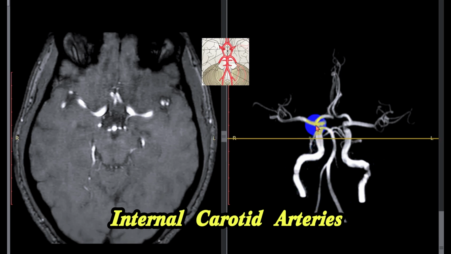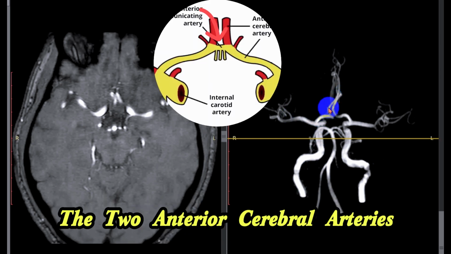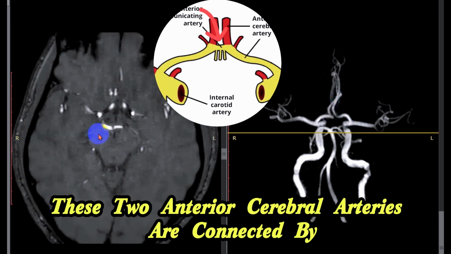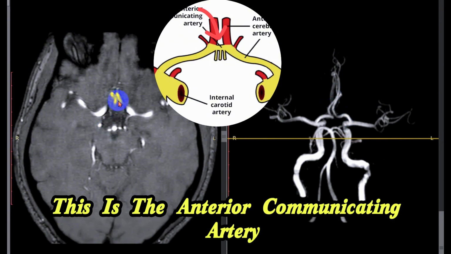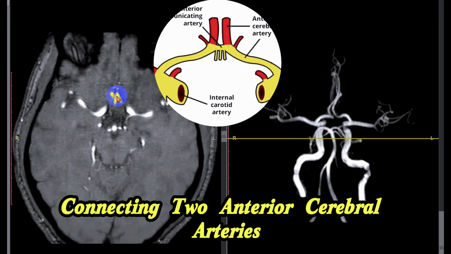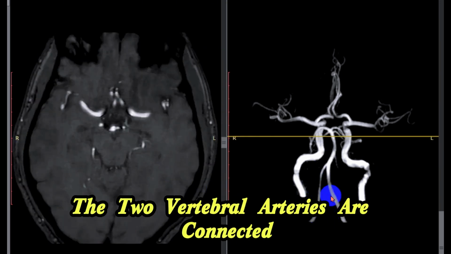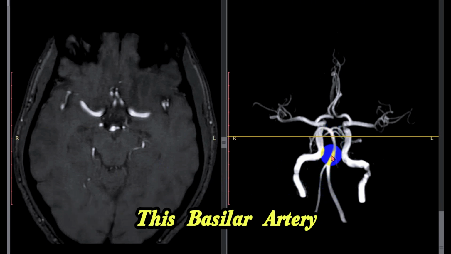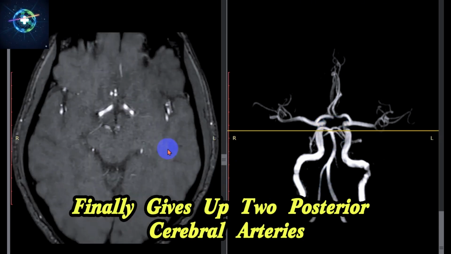Internal carotid arteries give up middle cerebral artery and anterior cerebral artery. The two anterior cerebral arteries, here you can see these two anterior cerebral arteries are connected by anterior communicating artery. Here we can see this is the anterior communicating artery connecting two anterior cerebral arteries. And in the posterior part, the two vertebral arteries are connected to form the basilar artery.